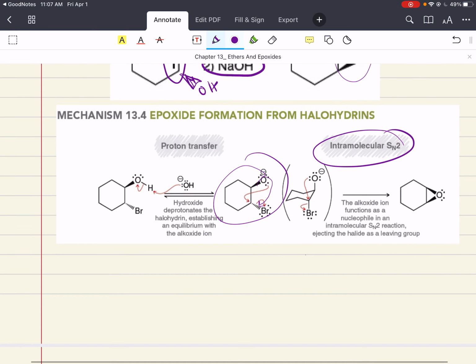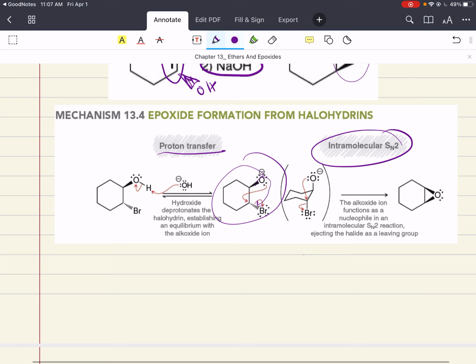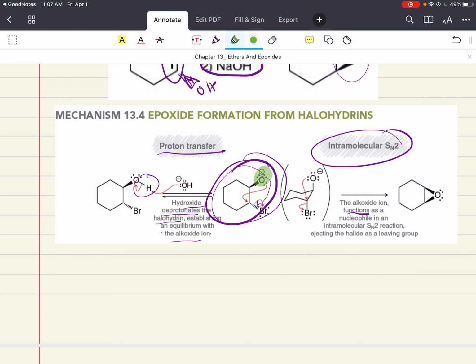So let's look at this mechanism in detail. First step, proton transfer. The hydroxide deprotonates the halohydrin, and it establishes an equilibrium with this alkoxide ion. Now we're going to get that intramolecular SN2, where the alkoxide ion functions as a nucleophile. It's going to attack right here to form that ring structure, and bromine is a leaving group. It leaves.